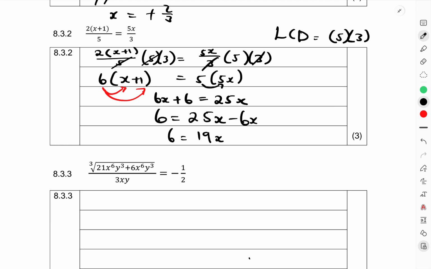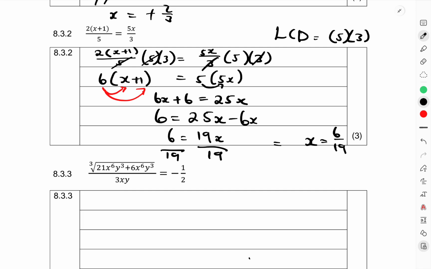I'm looking for the value of x, not 19x, meaning I'll divide both sides by 19. Therefore I'm going to have x equal to 6 over 19. Then that's it, 6 over 19. Even though our answer looks like a fraction, if you did the correct procedures, your answer will be like that. You multiply both sides by the common denominator.